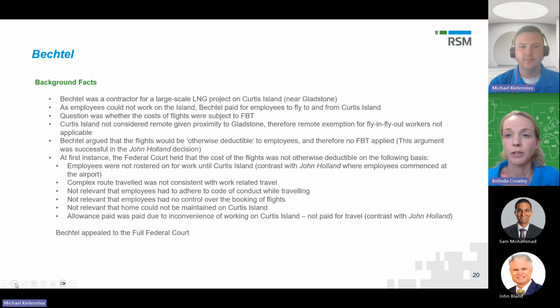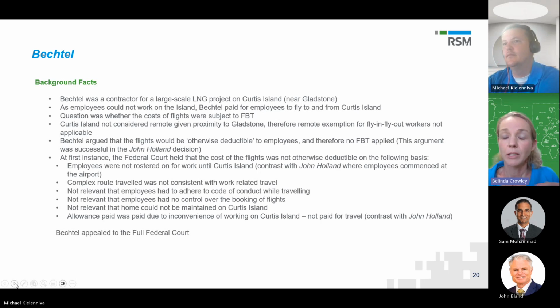Bechtel was contracted for the construction of a large LNG facility on Curtis Island. Curtis Island is located off Gladstone in Queensland, and therefore it's not remote for the purpose of the FBT concessions. Curtis Island also has no permanent accommodation on it, and so Bechtel was required to fly its employees in and out from Curtis Island to work on their rosters. Bechtel paid for and also organised these flights on behalf of the employees. However, really critically, the employees didn't commence work until they actually arrived at Curtis Island.